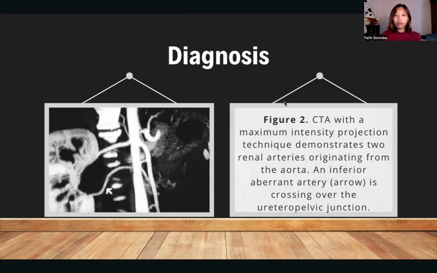For figure 2, this CT angiogram image using maximum intensity projection technique shows two renal arteries coming from the aorta. The key point is the aberrant artery, which is this. It was indicated by an arrow that crosses over the ureteropelvic junction. This crossing artery is compressing the junction and causing the obstruction that leads to hydronephrosis.